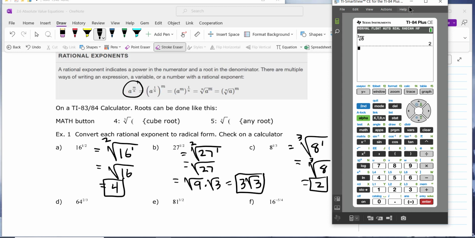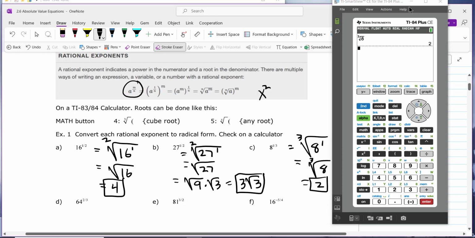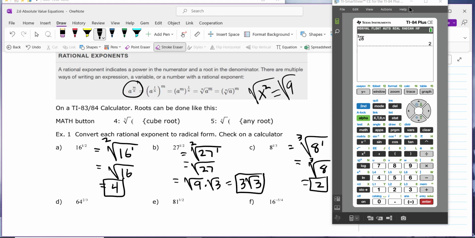No. Okay, because what we're doing is you only get that plus minus if you're solving an equation. So if you have like x to the second equals 9, that equation has two answers because 3 to the second is 9 and negative 3 to the second is 9. When you do the act of square rooting both sides, then you get two answers. We're not solving an equation right now. We are simply working out a radical.